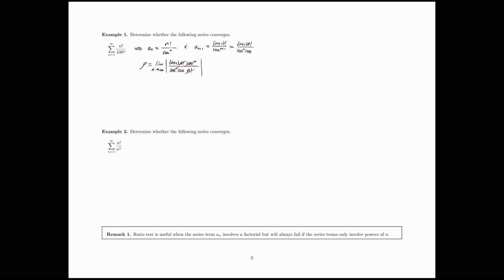Now because n is 1 to infinity, and we're taking the limit as n goes to infinity, they're all positive, so these absolute value bars don't really do anything, so we can drop them. And we can see that when we take this limit, we're going to get infinity, which is definitely greater than 1. So this means rho is greater than 1, which implies that the series diverges by the ratio test.